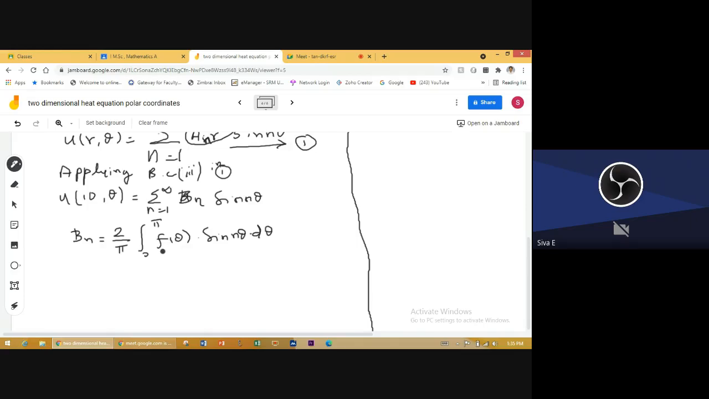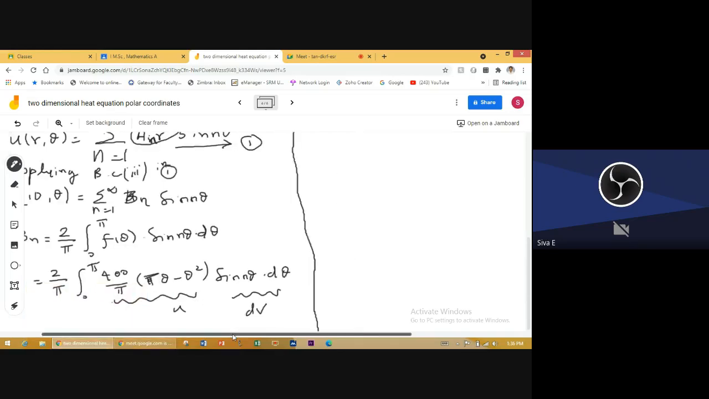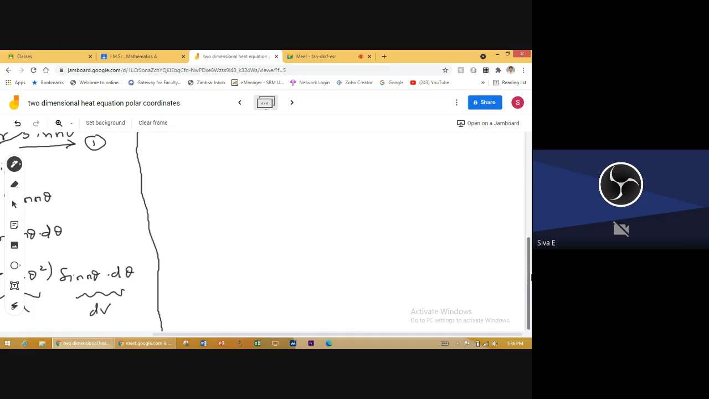f of theta sin n theta d theta. So what is f of theta here? f of theta is 400 by pi into pi theta minus theta square. So B n equals the integral over 0 to pi of 400 by pi into pi theta minus theta square, sin n theta d theta. Here you take this as u, this as dv. What is Bernoulli's formula? Integral of u dv equals uv minus u dash v1.